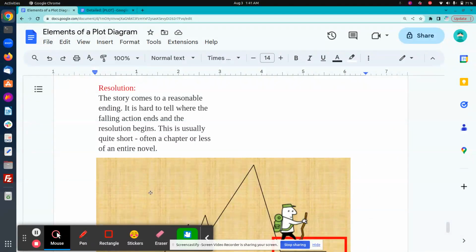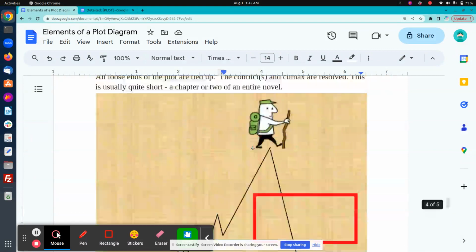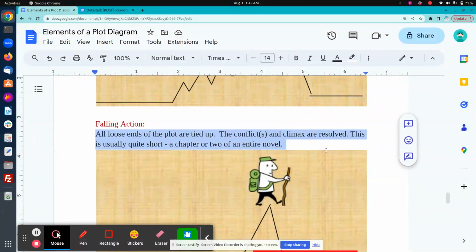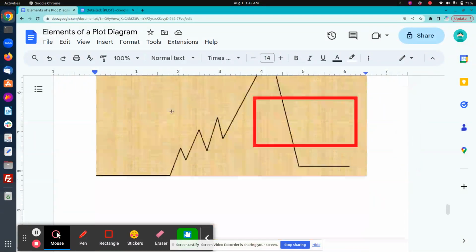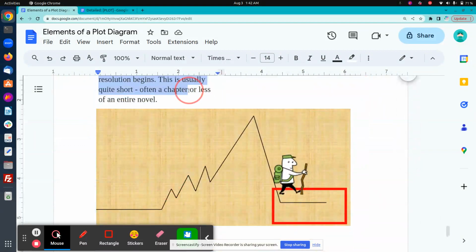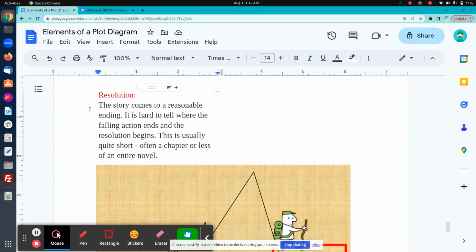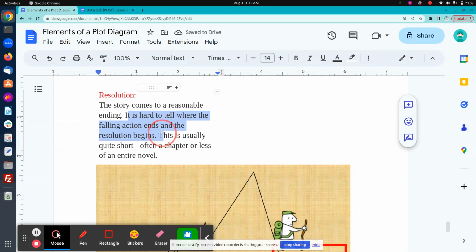Now we have resolution. What happens in the resolution? The story comes to a reasonable ending. It is hard to tell where the falling action ends and the resolution begins, so some people might get confused between them. Falling action is just coming towards the resolution. It's not the end. It is taking you towards the end of the story. But resolution is the very end. This is usually quite short, often a chapter or less of an entire novel. So the resolution is going to be very short.